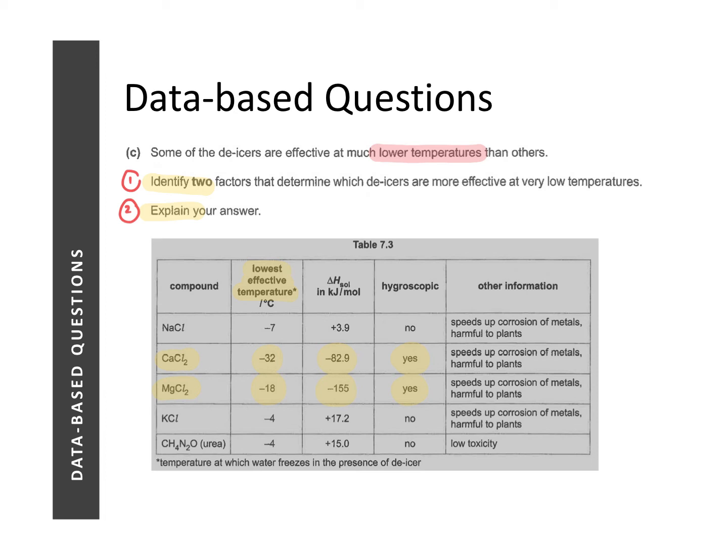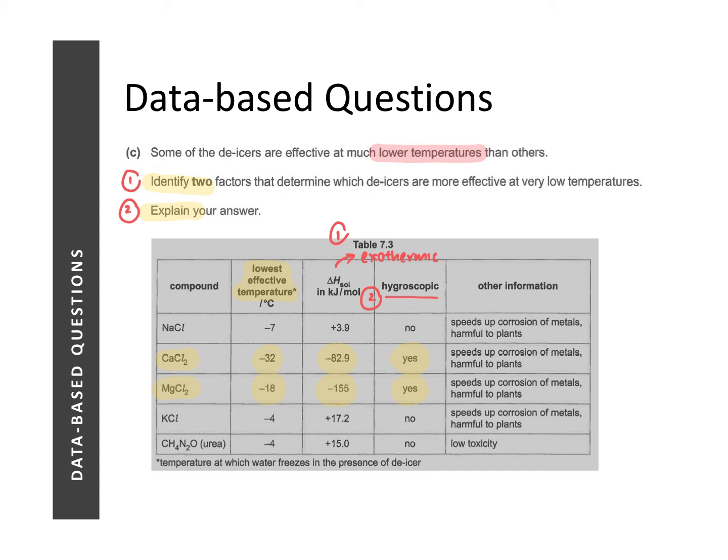So the two factors that you need to identify are, one, the de-icers that are more effective dissolve exothermically in water. The dissolving of the substance in water is exothermic. Secondly, they are hygroscopic. So these are the two factors. The second part requires us to explain it. So why is it that de-icers that dissolve exothermically are more effective? Why is it that hygroscopic de-icers are more effective?